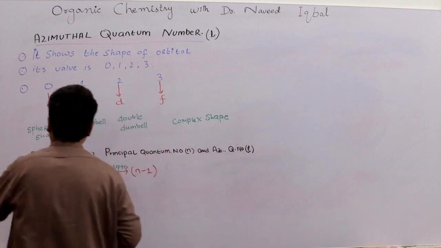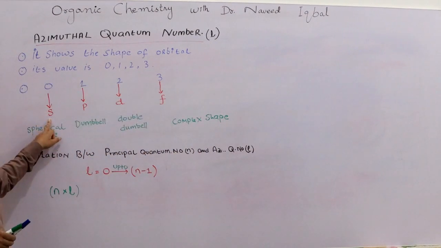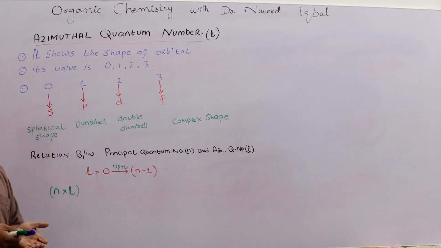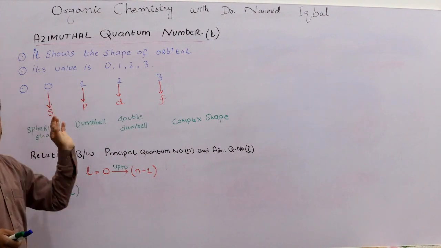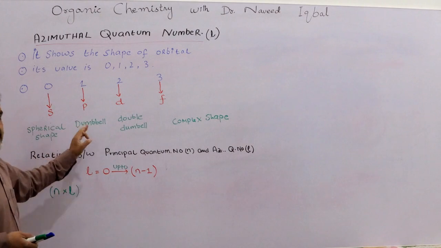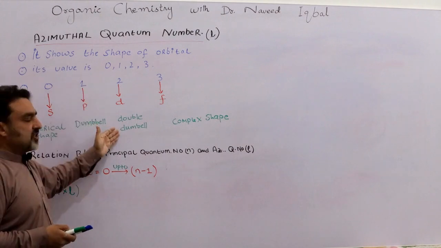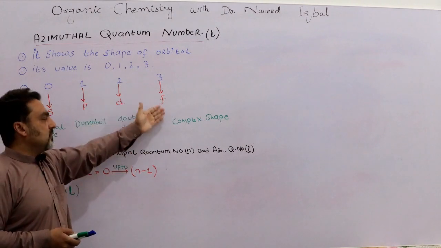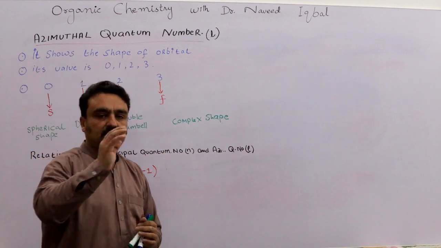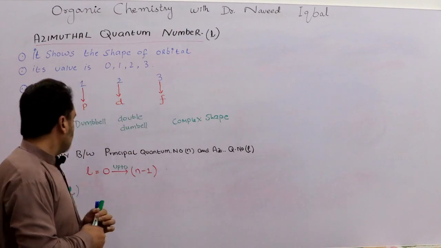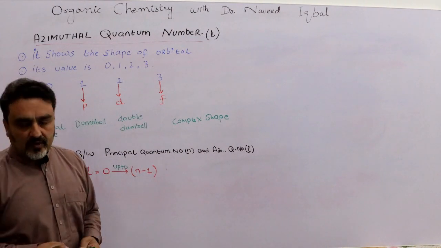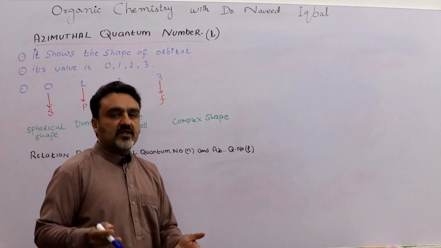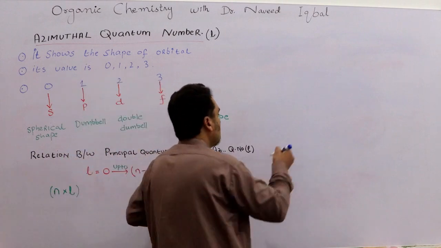So when L is equal to 0, it is the s orbital, a spherical shape. When L is equal to 1, it's a dumbbell. When L is equal to 2, it's a double dumbbell. When L is equal to 3, it is a complex, sausage-type shape. Let me draw some orbitals for you, as this is a course designed for beginners.